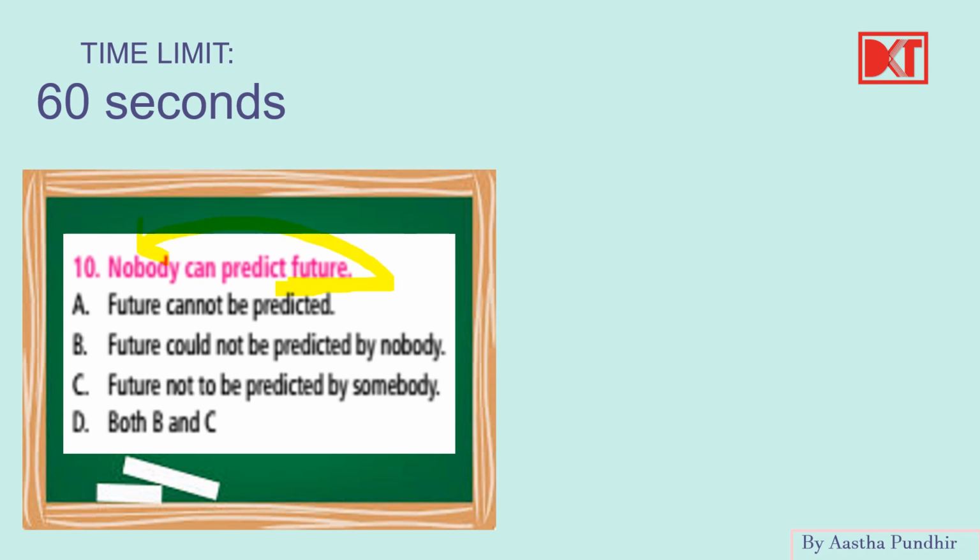Future's object changes to the subject. So future cannot be predicted. We don't have to add on by nobody because it doesn't make sense. Alright, future cannot be predicted. It also means the same thing. So we don't have to add up unnecessarily by nobody. Alright, that just doesn't make sense. So A, future cannot be predicted. Alright.